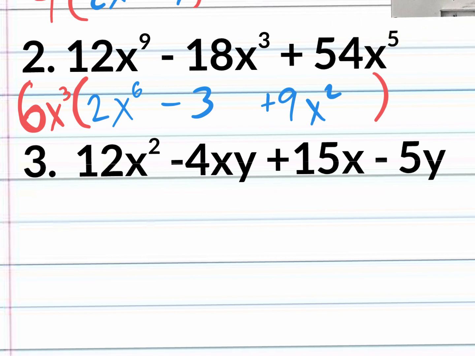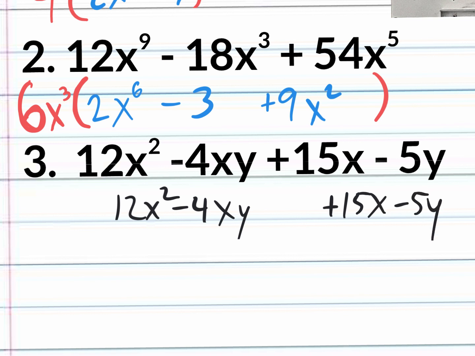Well, if you can't pull out a GCF, maybe by separating them into 2 groups, 12x squared minus 4xy, and then plus 15x minus 5y. Now that you have 2 groups, they're separated, maybe you could pull out a GCF from that first group now. So what would the GCF of the first group be? 4 with an x. What would be left on the inside?